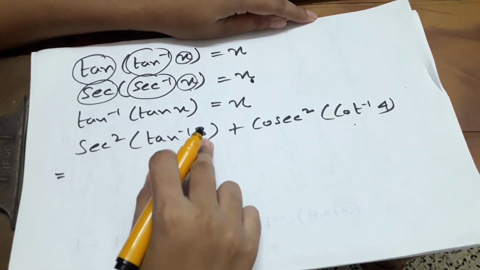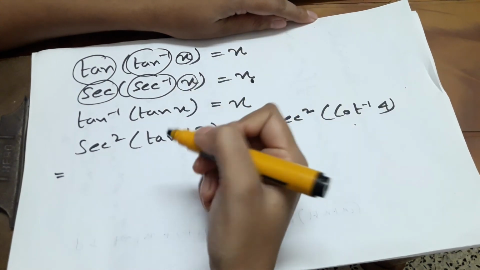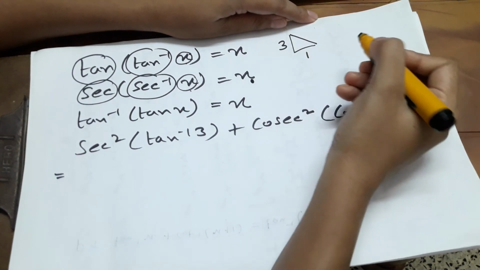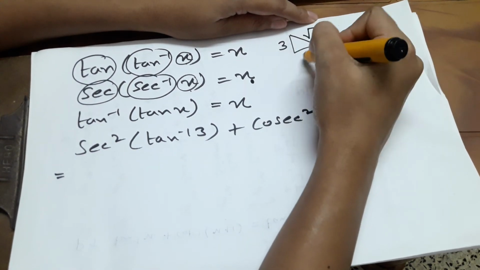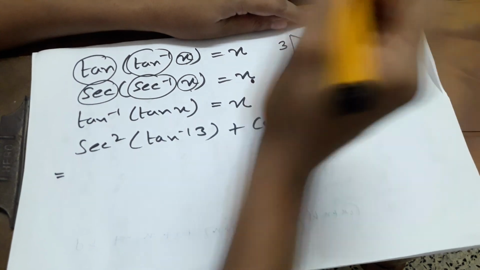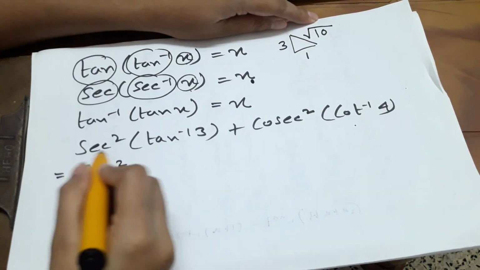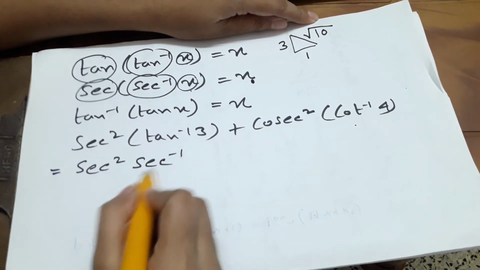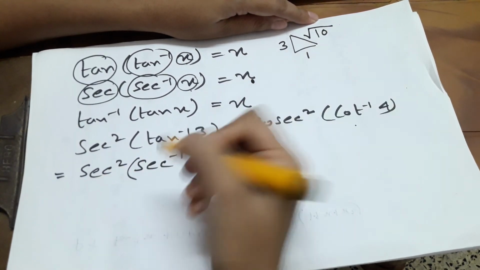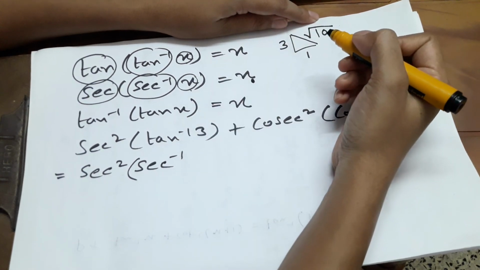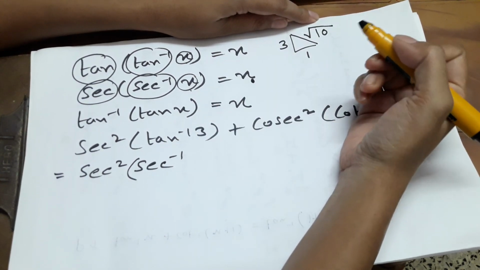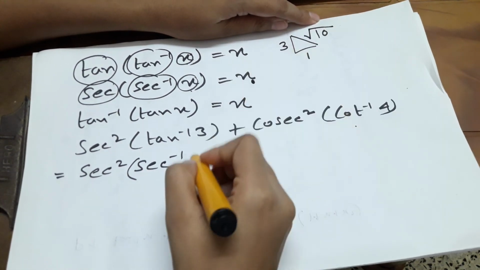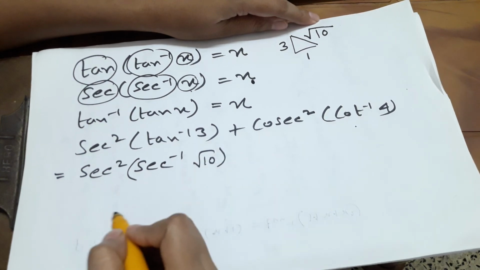So tan inverse 3. Now tan means always p by b. If I take a right angle triangle, that means 3 by 1. So the hypotenuse will be root of 3 square plus 1 square, that means root 10. So here I will write sec square, and now we need sec inverse. Tan means p by b, cos means b by h, and sec means h by b. So h by b means root 10 by 1, so just root 10 I will write.